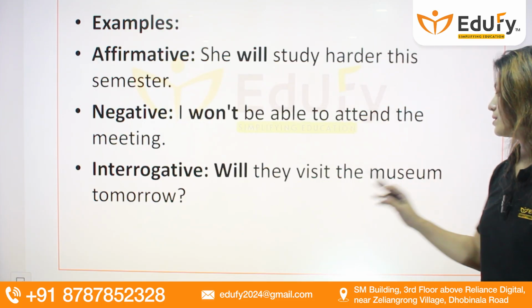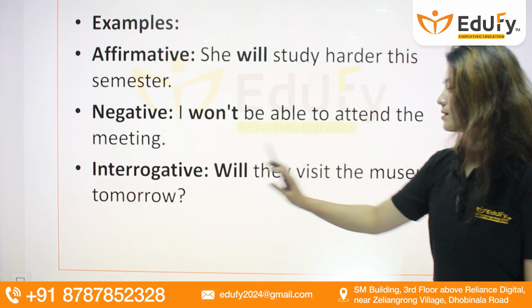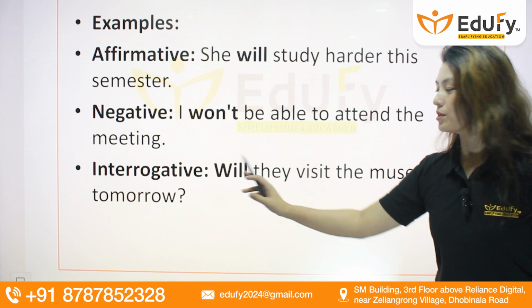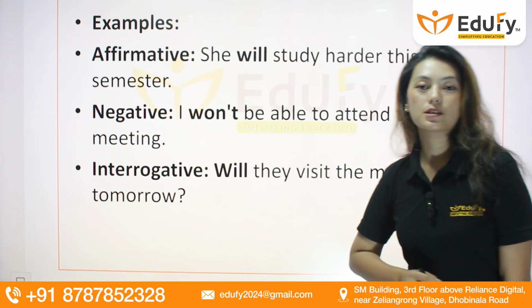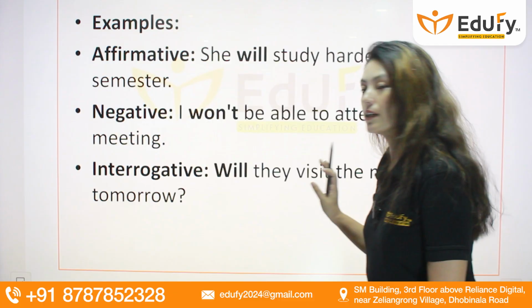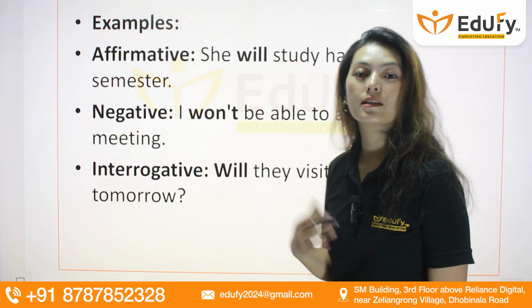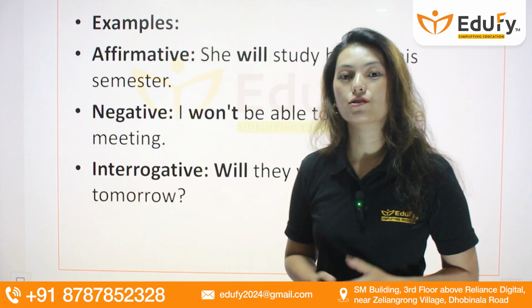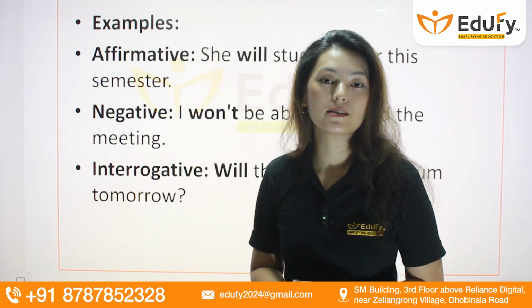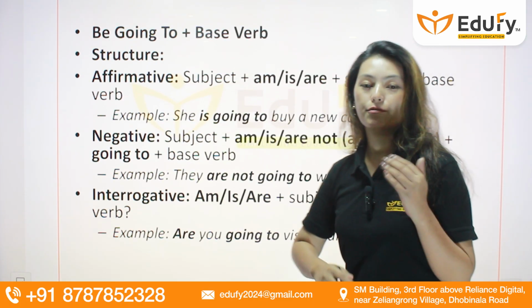Again, will they visit the museum tomorrow? Asking a question. They is the subject along with the auxiliary verb will plus the word visit, which is the base verb. So therefore, this is again a simple future tense in the interrogative form. So if you remember the basic structure, it will be easy to identify simple future tenses in any form. The next one is a very different one.